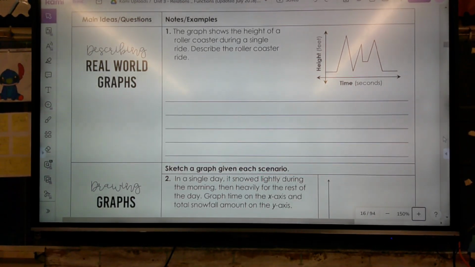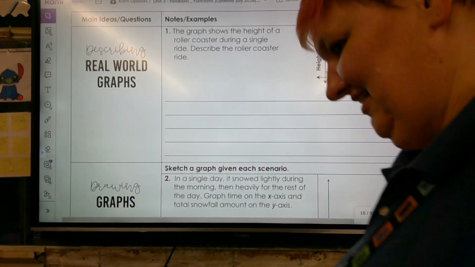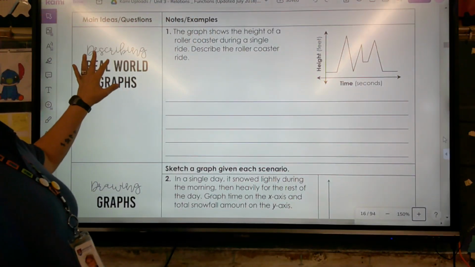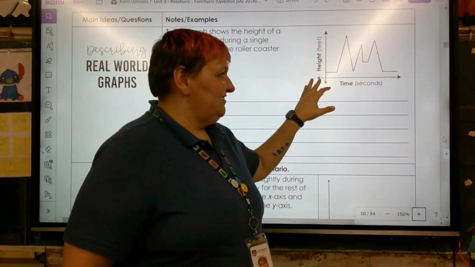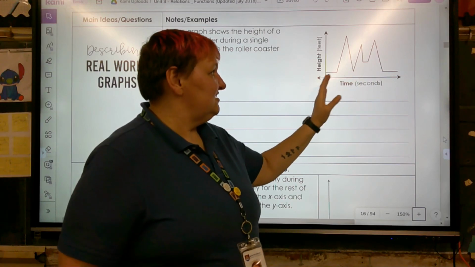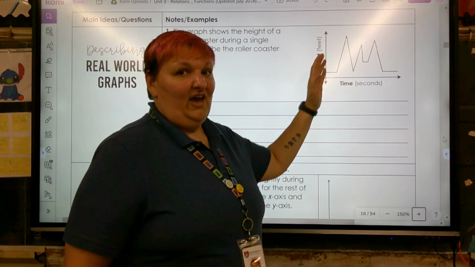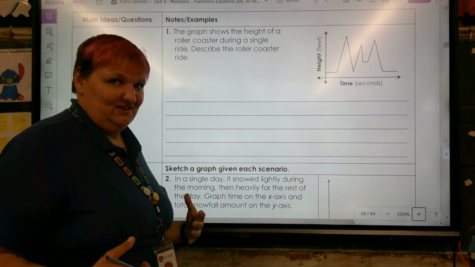Welcome to Unit 3.5. Things get interesting here. This is the idea of looking at real world graphs. The x-axis is time in seconds, and the y-axis in this one is height in feet. We're going to try to analyze what this graph is telling us.